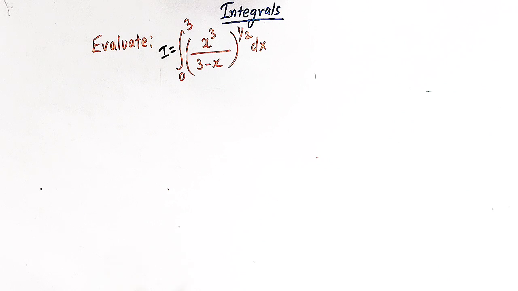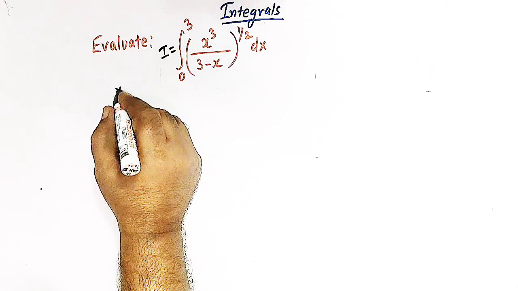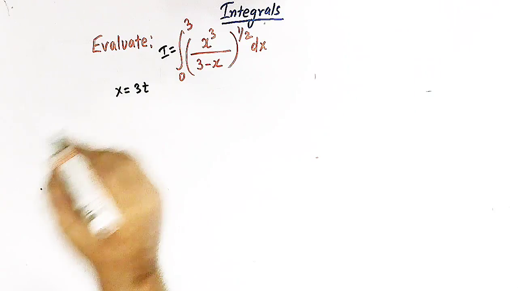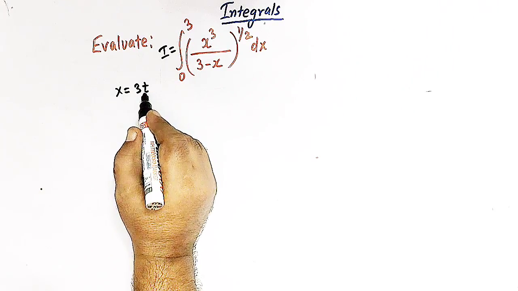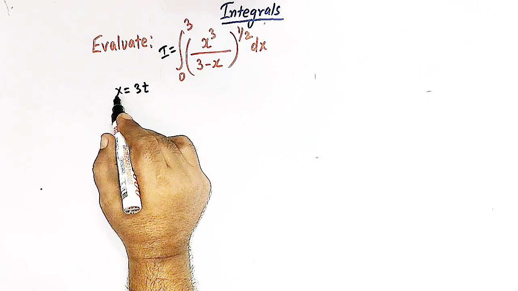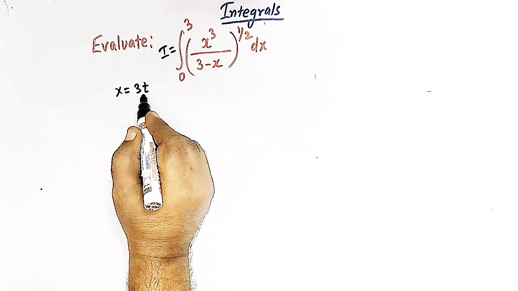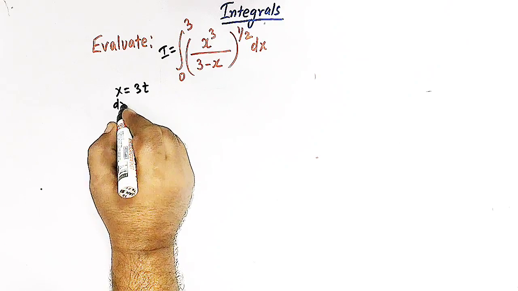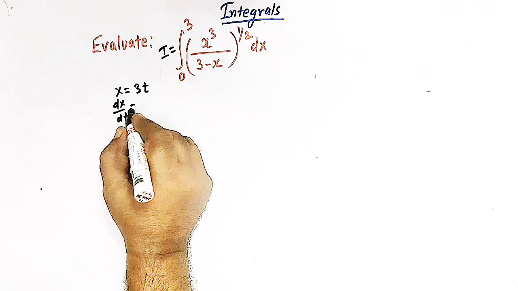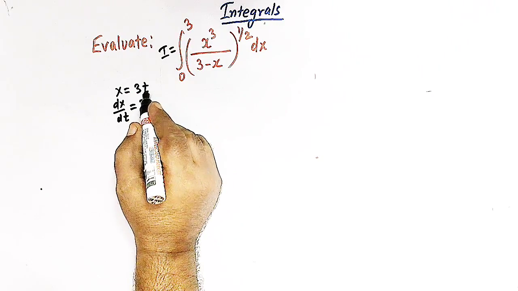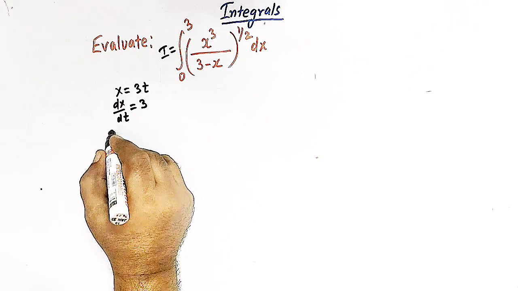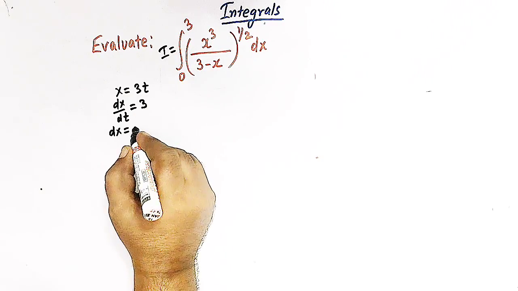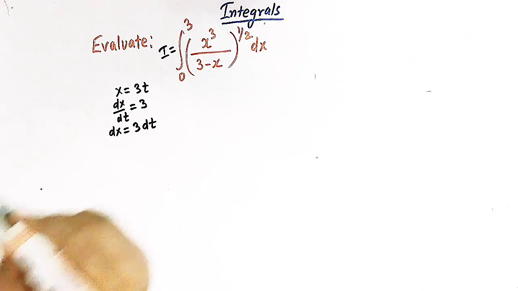In order to solve this integral, let us first take the help of the method of substitution. So let us substitute x is equal to 3t. Here we are introducing the variable t such that x is equal to 3 times t. So dx over dt is equal to simply 3, because the derivative of t with respect to t is 1. So we can now write dx is equal to 3 times dt.